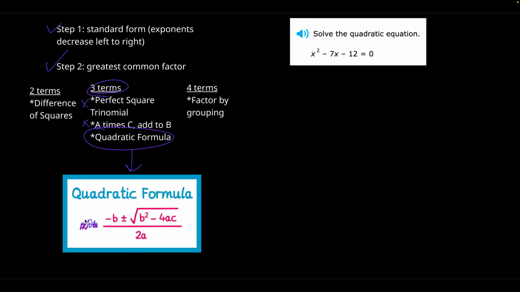Here we go. Negative b plus or minus, and then you take the square root of b squared minus 4ac, all over 2a. I hope that helps somebody.